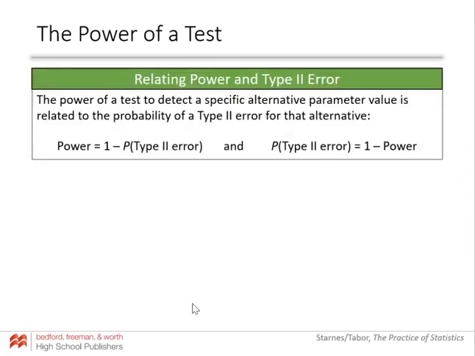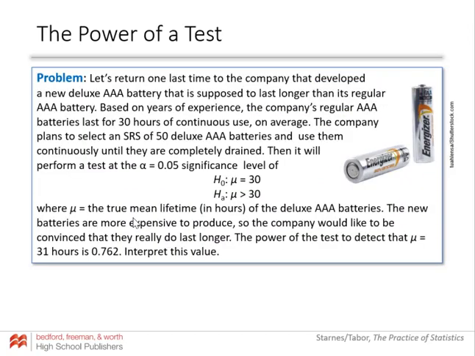And power and the probability of making a type 2 error have to add up to 1. So if I'm given the power, then the probability of type 2 error is 1 minus the power. And then the inverse is true. If I'm given the probability of making a type 2 error, the power is 1 minus that. So you can pause and read through this example.